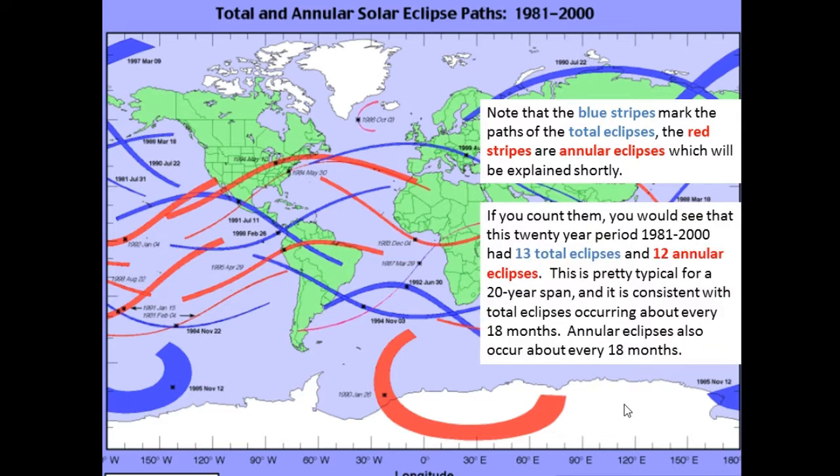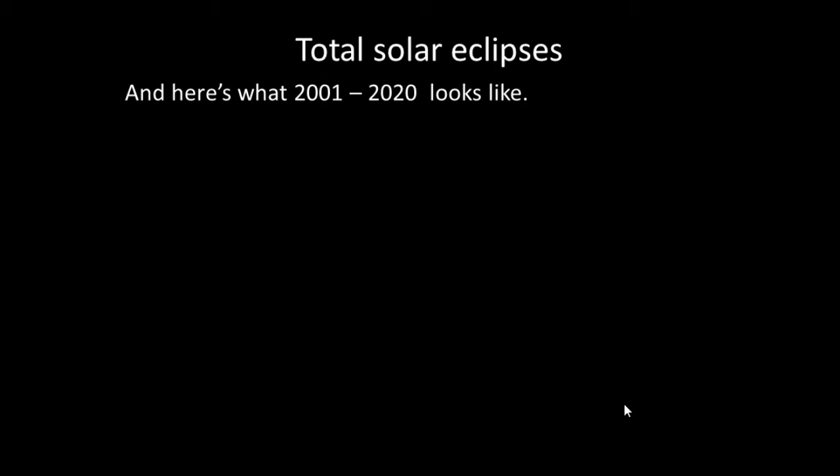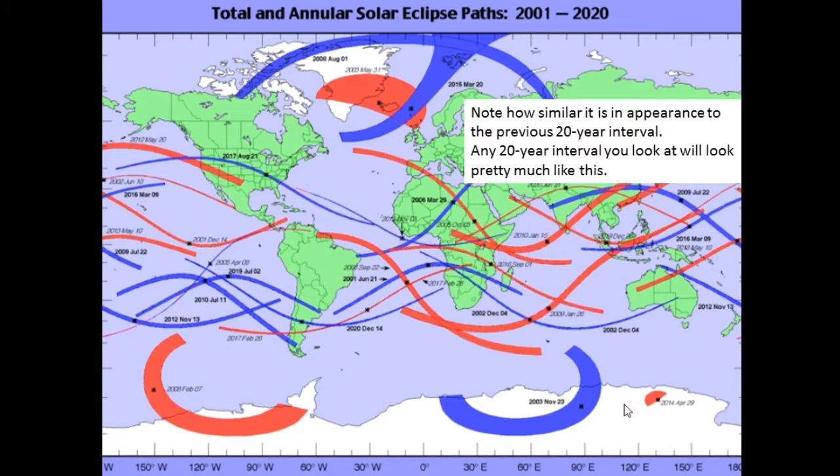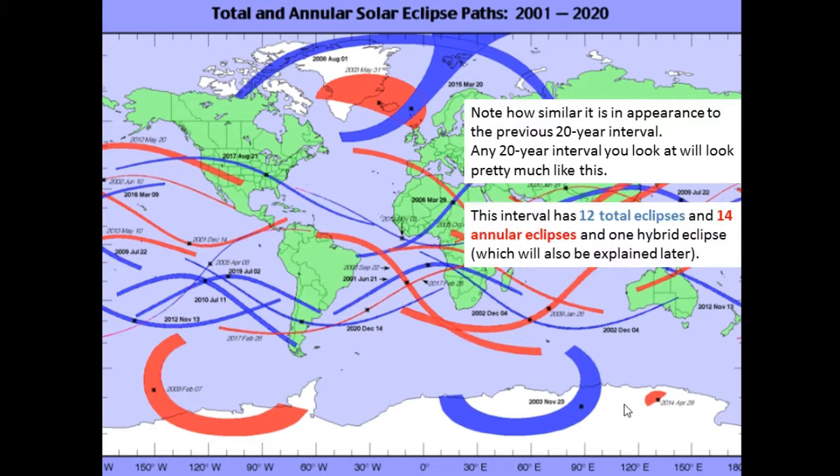If you count them, you would see that this 20-year period from 1981 to 2000 has 13 total eclipses and 12 annular eclipses. This is pretty typical for a 20-year span, and it's consistent with total eclipses occurring about every 18 months. Annular eclipses also occur about every 18 months. And here's what the 2001 to 2020 looks like. Note how similar it is in appearance to the previous 20-year interval. Any 20-year interval you look at will look pretty much like this. This interval has 12 total eclipses and 14 annular, and one hybrid eclipse, which will also be explained later.